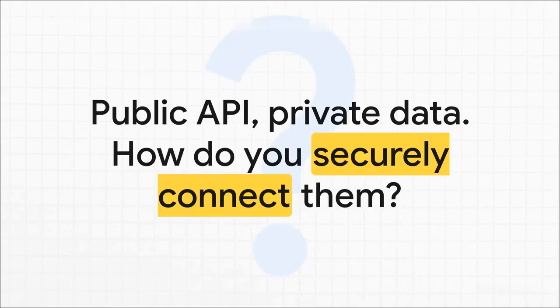Okay, let's just get right to the heart of it. Picture this. You have a shiny public serverless API. Maybe it's running on Cloud Run. But your crown jewels, all that critical data, lives in a private database that can never, ever have a public IP address. So, how do you build that bridge between them securely? That's the exact puzzle we are going to solve today.